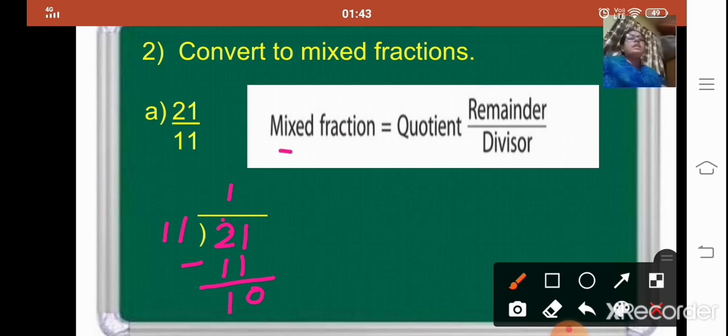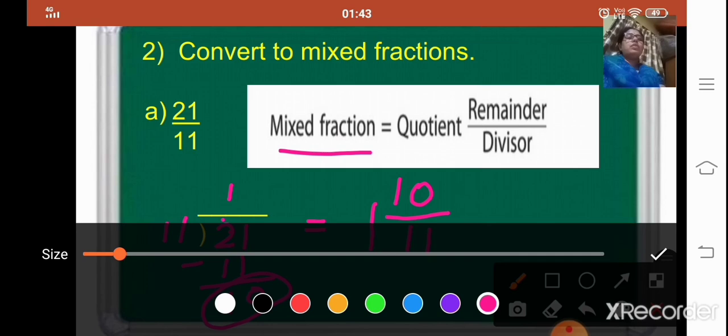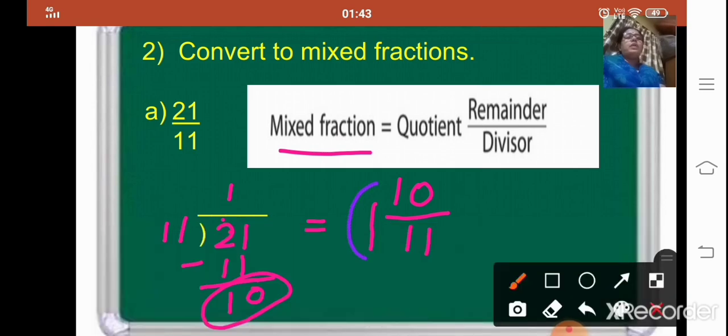Now how will you write this in a mixed fraction? You will write it as, which is your quotient? Your quotient is 1, so you write it as 1. What is your remainder? Your remainder is 10. So 10 upon divisor is 11. Now when you are writing your whole number, you write the whole number here, that is in between this fraction bar. Okay, so 1 10 upon 11 is your mixed fraction.